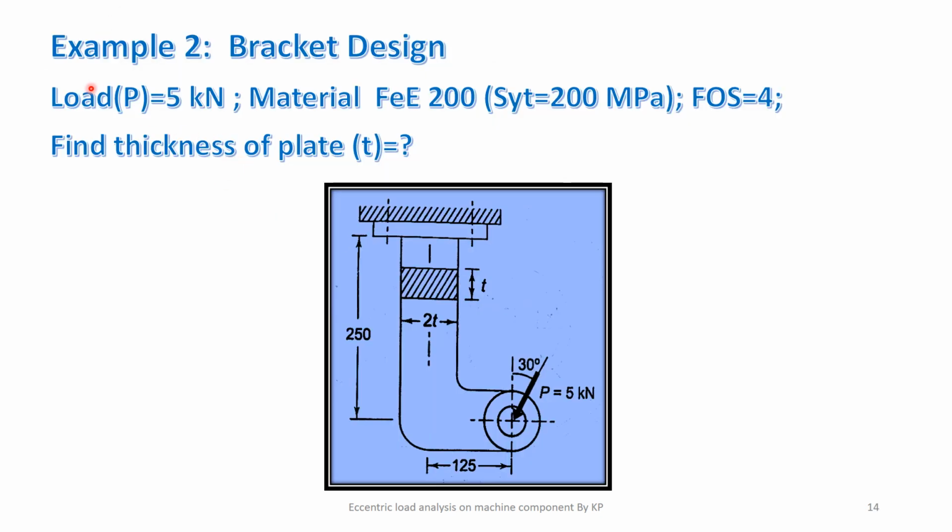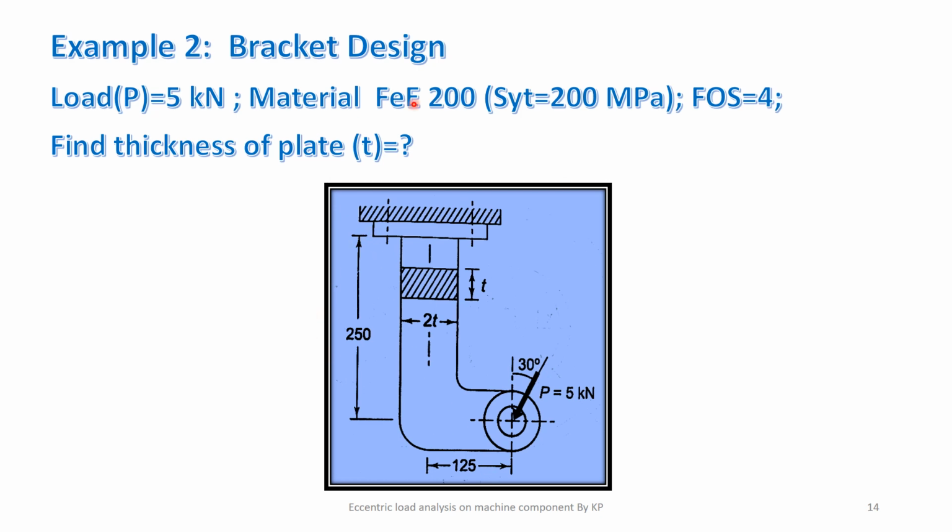Here we consider the second example, which is a bracket design. This is a bracket, and on this bracket different dimensions are given, and the load is applied at this end. The load is an inclined load, making an angle of 30 degrees with the vertical, and the total value of the load is 5 kilonewton. The dimension from this frame to the point where the load is applied is 250, and the dimension of the center of the cross section from the center of the load is 125 mm. All the dimensions are in mm.